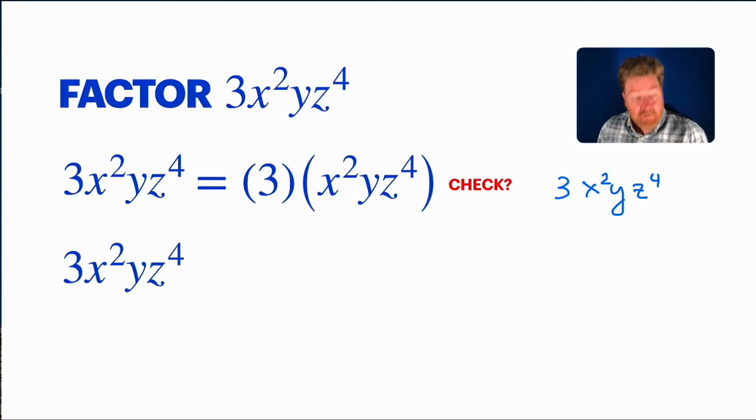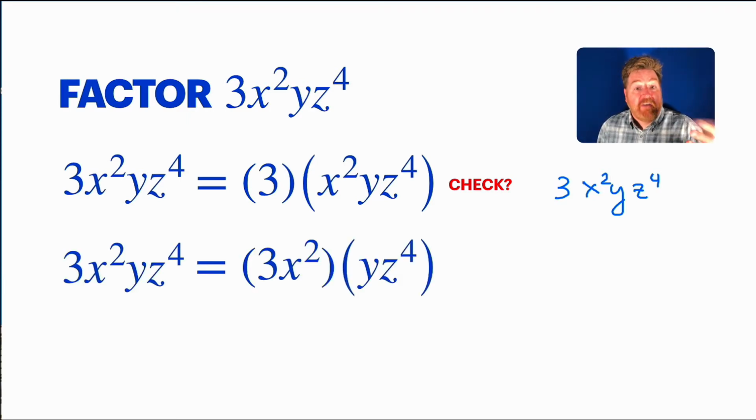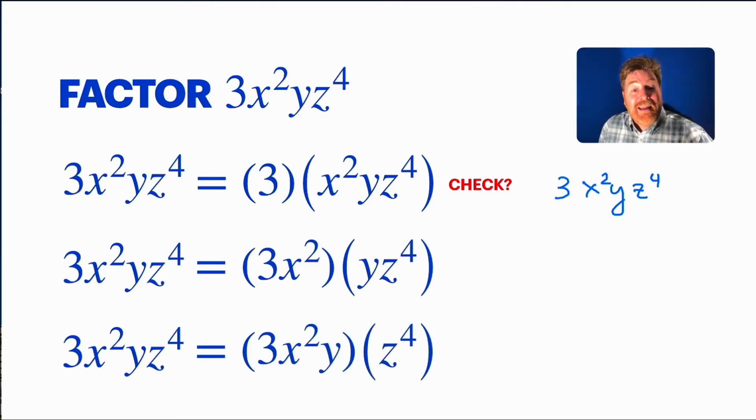Okay? Someone else could think of it as being factored as 3x squared times y z to the fourth, and that's perfectly good too. Multiply them together, you see you get the same thing, the original thing. And one third way is to take 3x squared y z to the fourth and write it as 3x squared y, group that all up as one factor, times z to the fourth. That's another way. In fact, there's lots of different ways, all right?